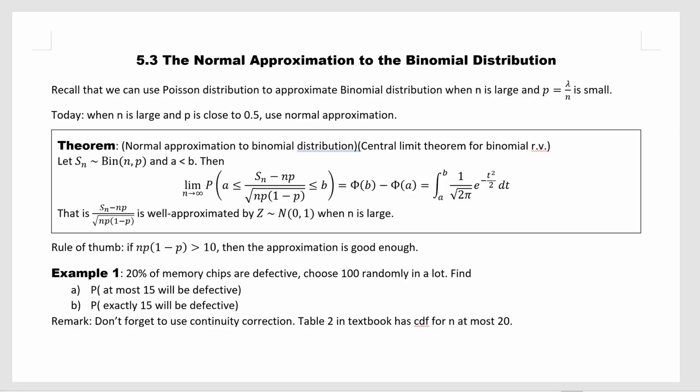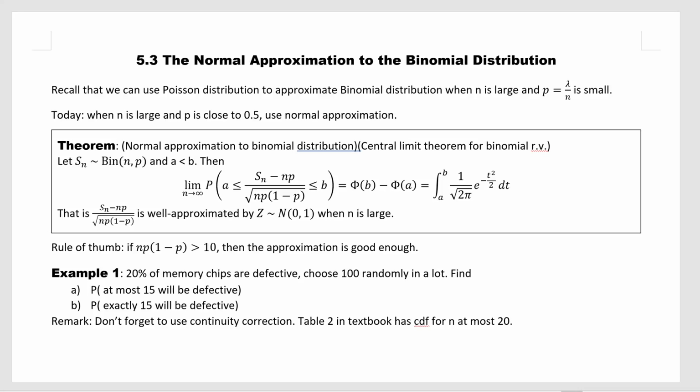Hi everyone. Today let's talk about how to use the normal distribution to approximate the binomial distribution. Do you remember in the last chapter, when we talked about the Poisson distribution, we can use the Poisson distribution to approximate the binomial distribution when n is large and p is small. So today, how about when p is not small? If n is large and p is not small, I mean close to 0.5, then we can use the normal approximation.